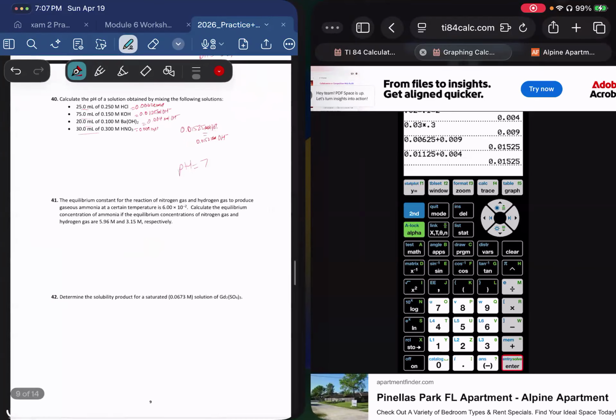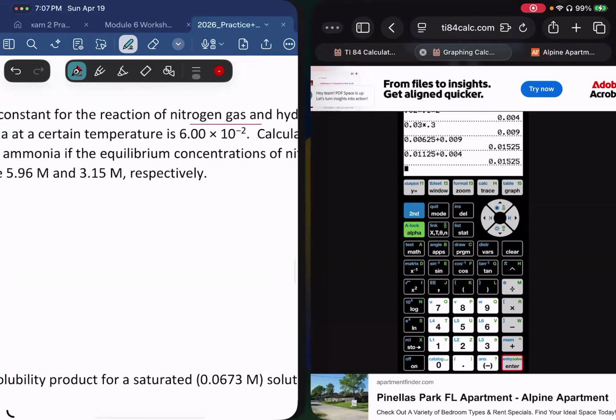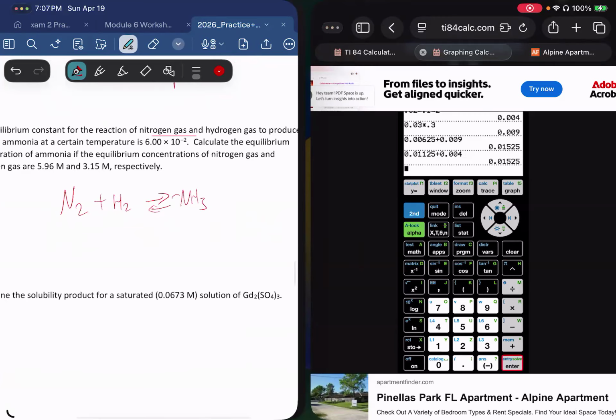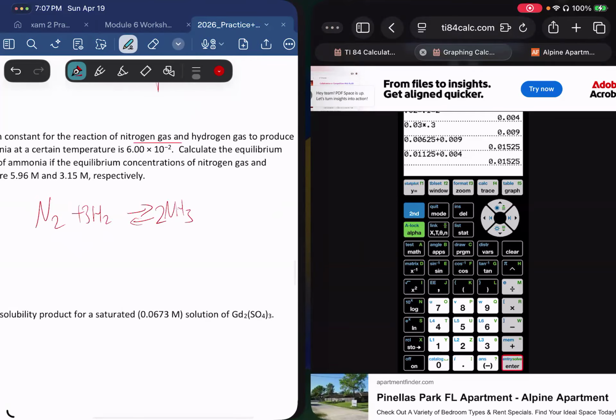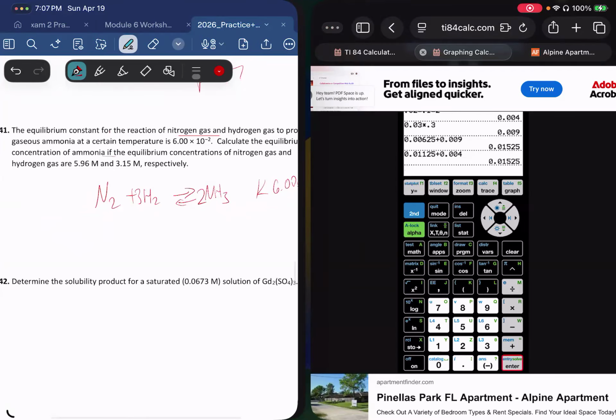All right, so 41, 42. Number 41 gives you an equilibrium constant for nitrogen gas and hydrogen gas producing ammonia. So this is N2 plus H2 yields NH3, and they're giving you the equilibrium constant. You have to balance it, so this is going to be 3 here. And the K here is 6.00 times 10 to the negative 2. Calculate the equilibrium concentration of ammonia if the equilibrium concentrations are given.